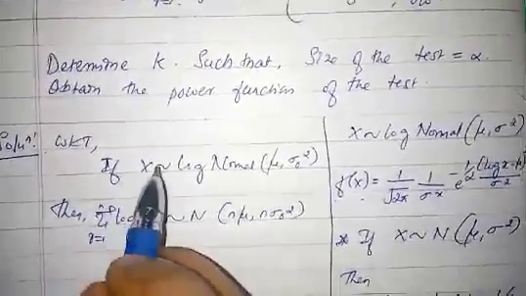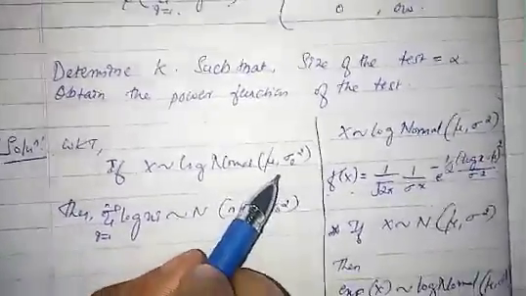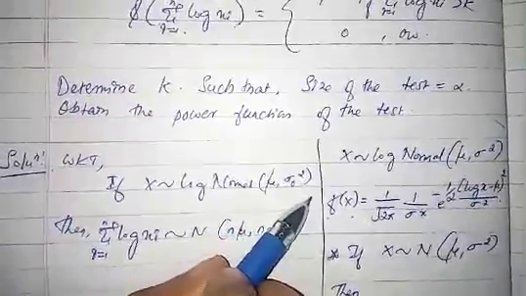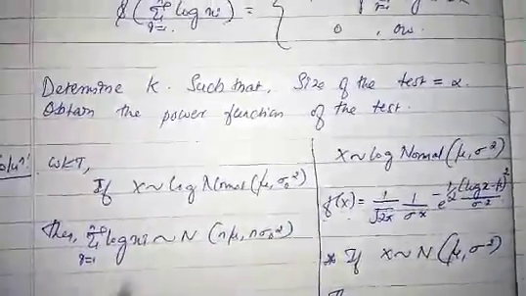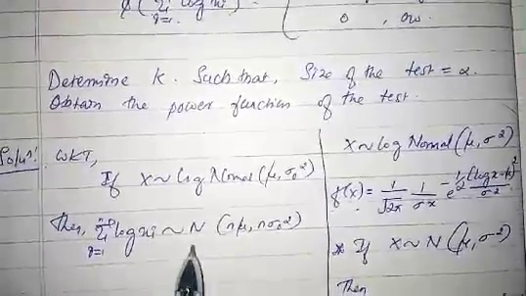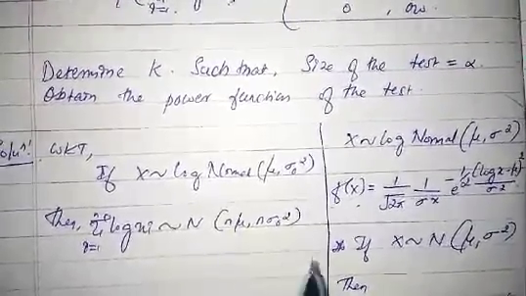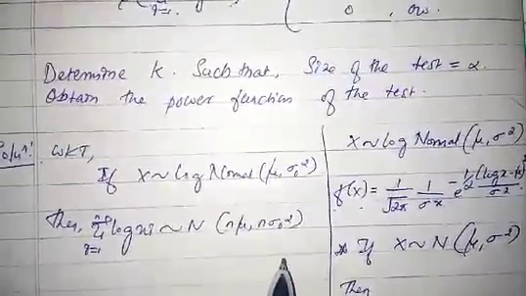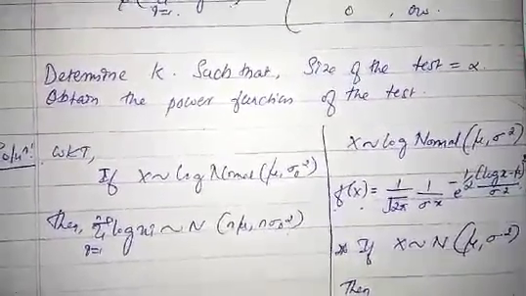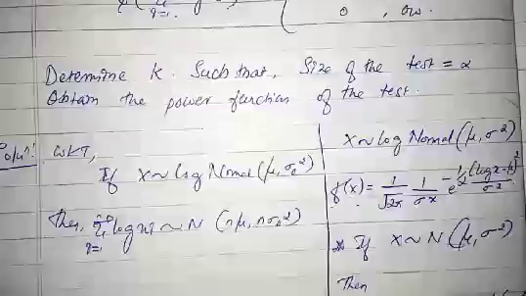Understood? If x follows log normal with mean mu and variance sigma naught square, then summation log xi follows normal with mean n mu, variance n sigma naught square. Understood?